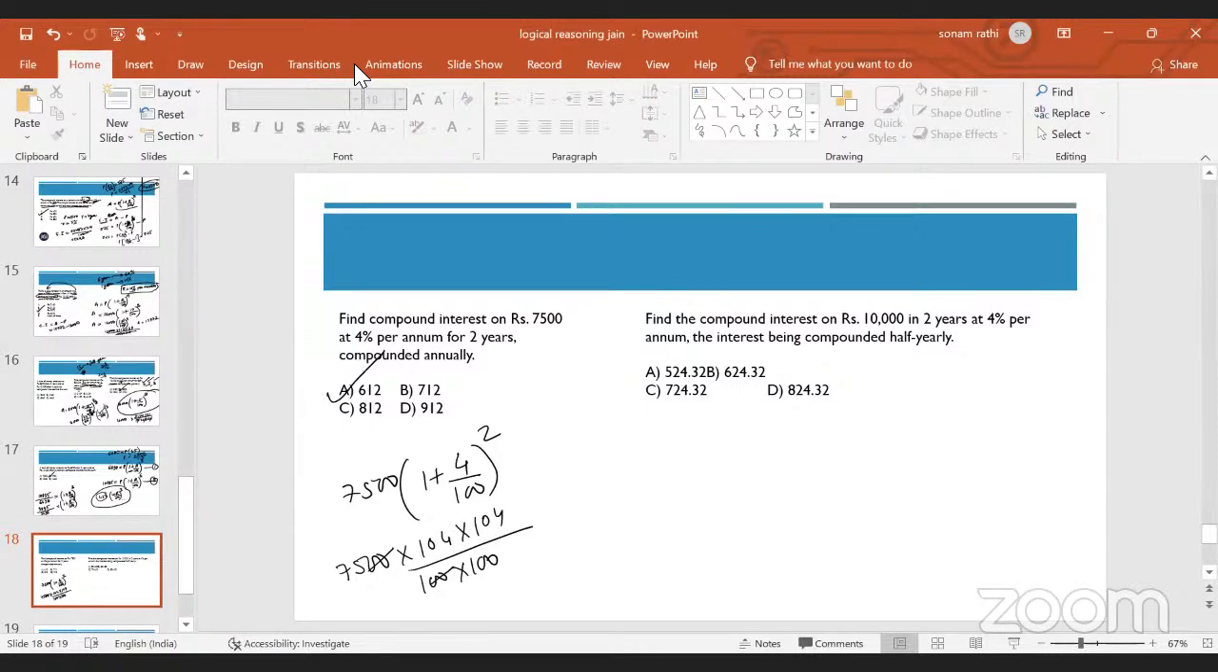Correct. Perfect. So 75 into 104 into 104 divided by 100. 8122 you will get. This is your amount. They're asking you interest. So 8122 minus 7500, right? Answer is option A. Ma'am, so these calculations, we need to do them without a calculator. Yes, without a calculator, it is not difficult. This one, 104 into 104 you can do easily. Right? Multiplication is easy.